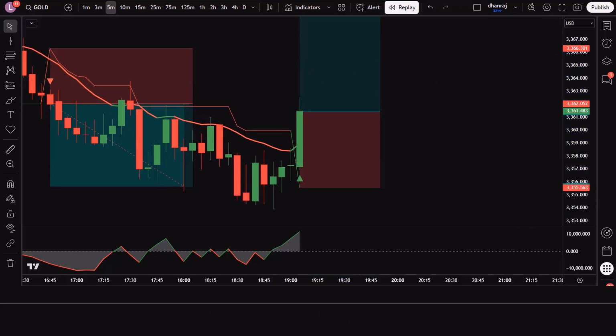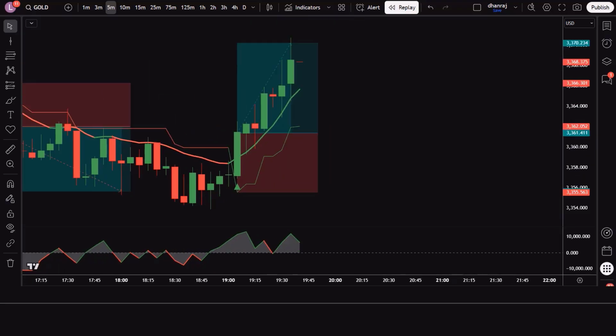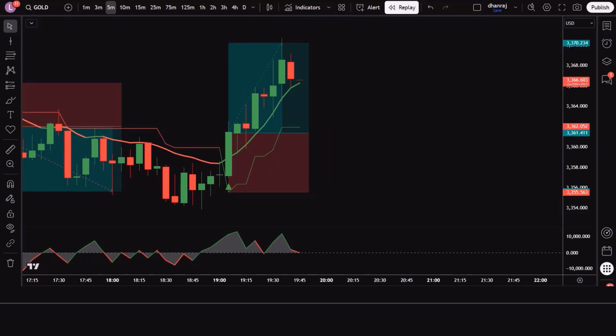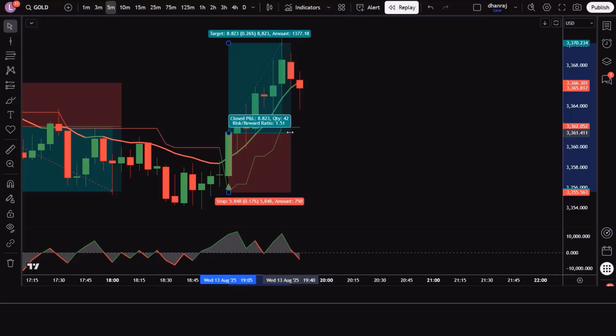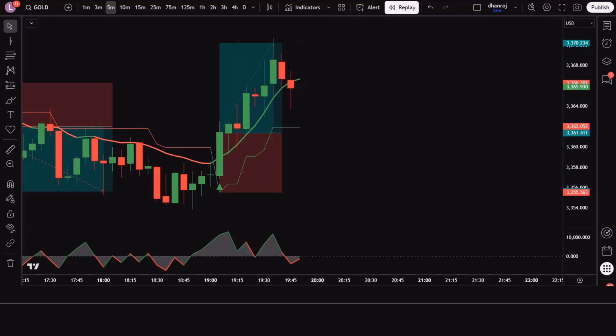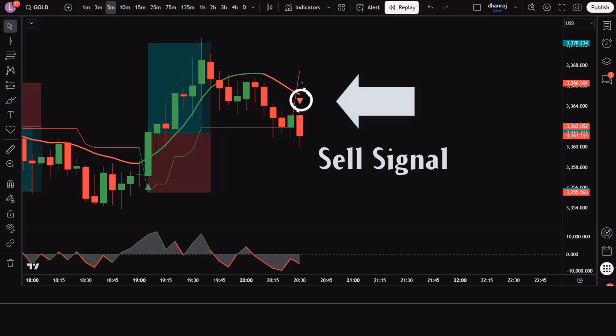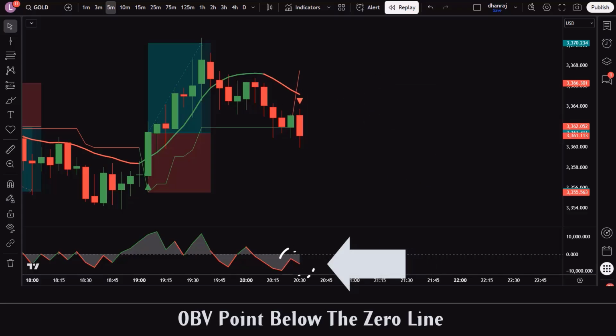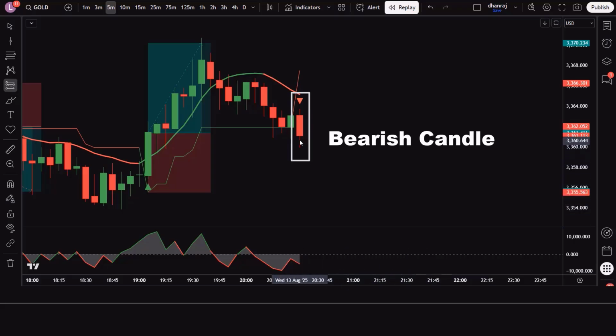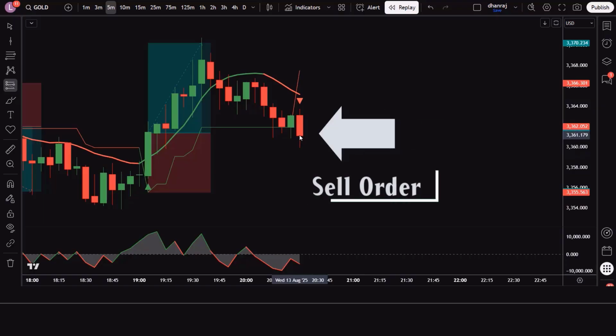Let's see what happens to our trade. We have won this trade. Let's find the next trade. We have got the signal. Here the ADX combined strategy indicator gives us a sell signal. Here the OBV oscillator indicator OBV point is below the zero line. Here the market has made a bearish candle to give confirmation. So all our conditions are being fulfilled, so we are placing an order to sell.